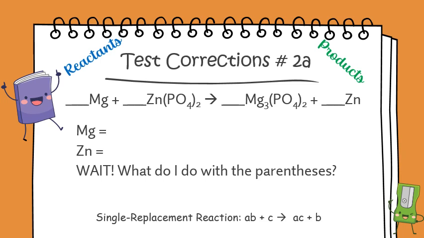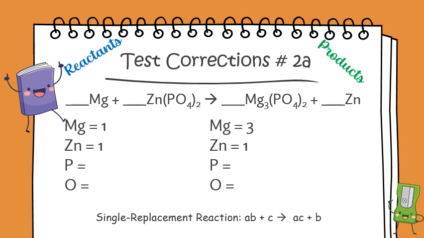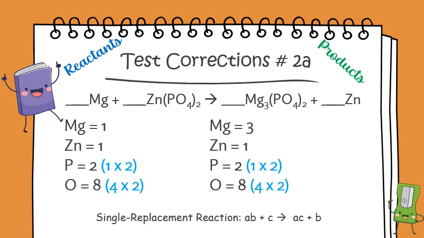Hey, wait a minute! What do I do with the parentheses? Listing the magnesium and zinc is exactly what you're used to. Listing the phosphorus and oxygen is a little different because phosphate is a polyatomic ion. Here we have two polyatomic ions in both the reactants and the products. We multiply each element that makes up phosphate by its subscript as shown.